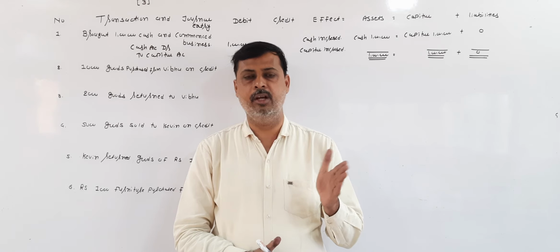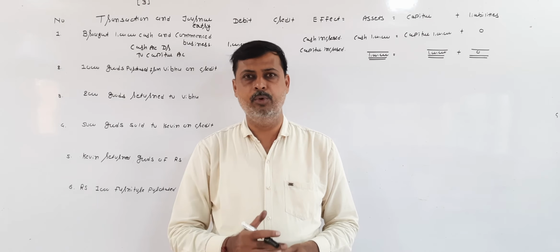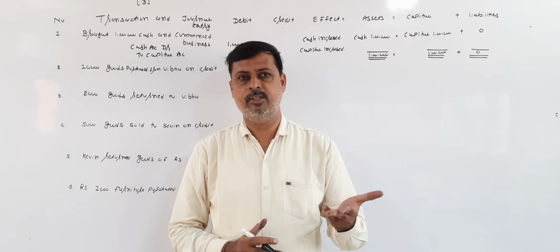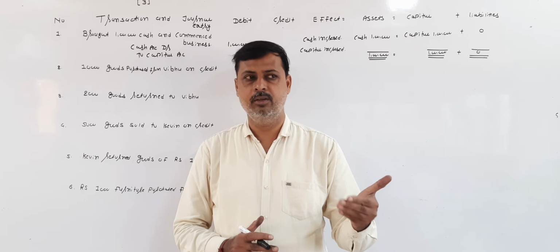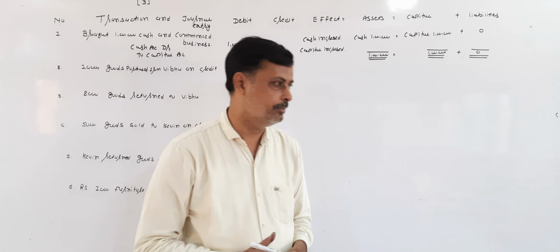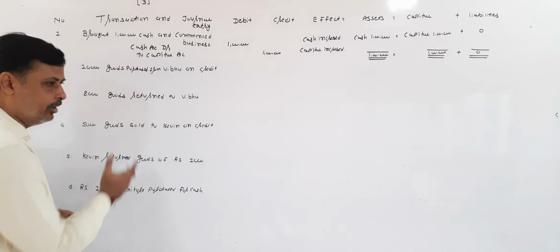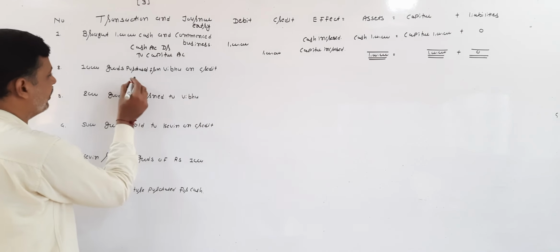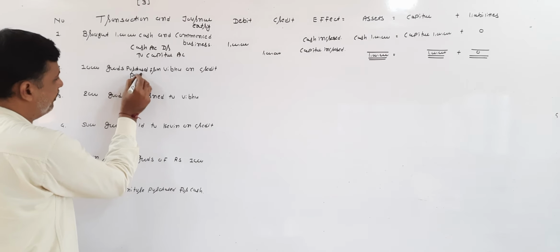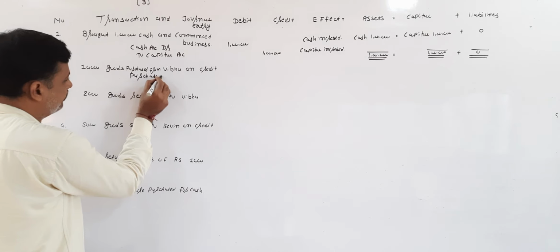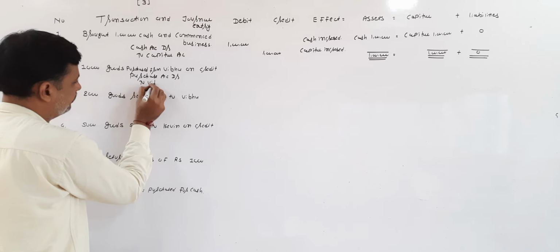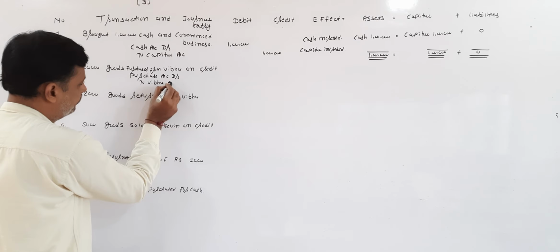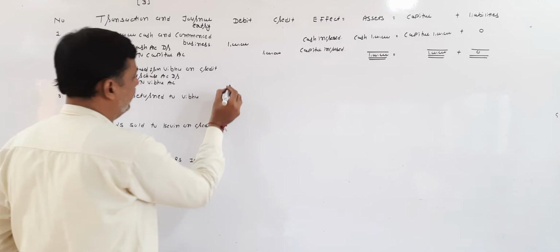So Vibhu is giver, Vibhu account is affected. As per rules of personal account, credit the giver. So Vibhu is giver, so Vibhu account credit here. So journal entry for this transaction: Purchase account debit to Vibhu account 10,000.